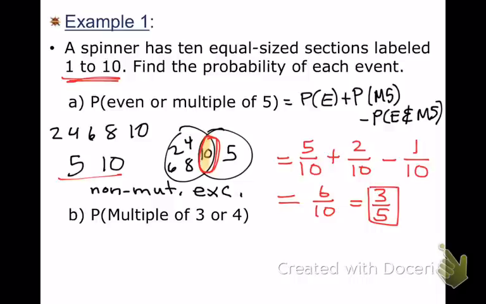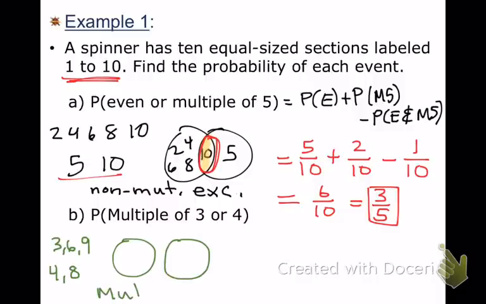So we want multiples of 3 or 4. I'm going to go ahead and write down the multiples of 3, which are 3, 6, and 9, from 0 to 10. And multiples of 4 are 4 and 8. Do they have anything in common? These will not have anything in common, so these are mutually exclusive. We have 3, 6, 9, and we have 4 and 8. They have nothing in common.